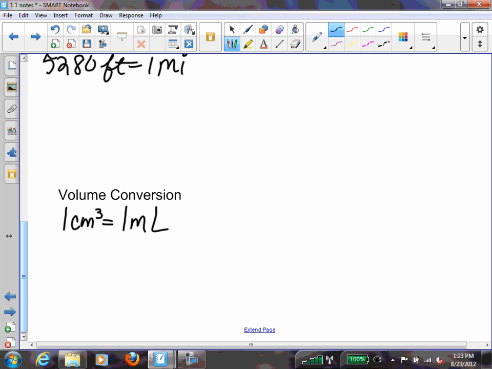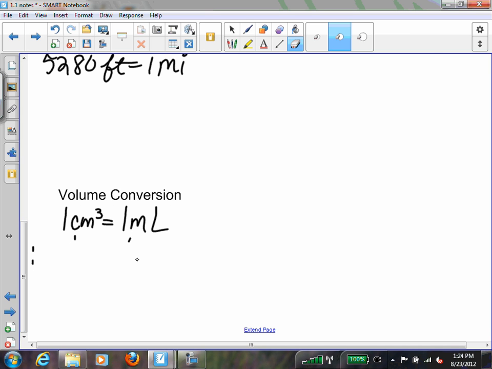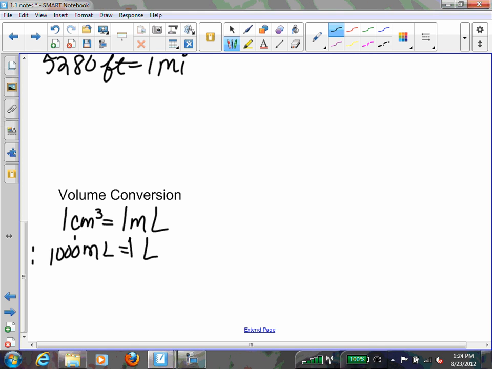So I think the only one that I wanted to write on there was cubic centimeters is a milliliter. And then a milliliter, how many milliliters? Okay, we'll do this. How many milliliters are in a liter? 1,000, right. 1,000 milliliters equals 1 liter. That's probably the other one that you're going to want to know. Okay?